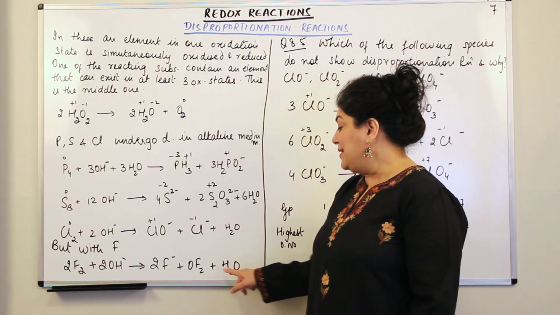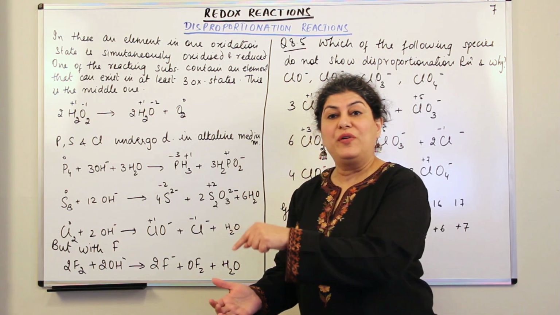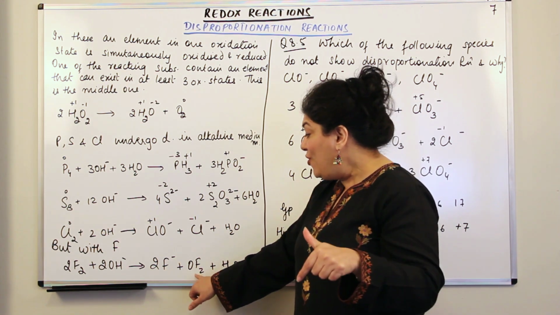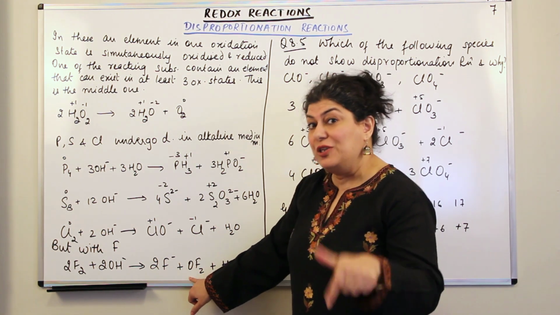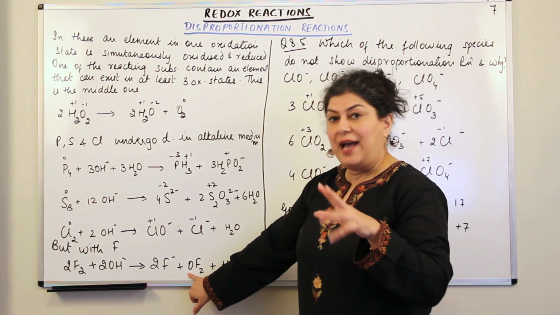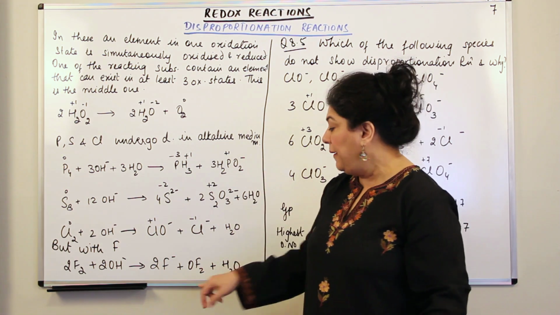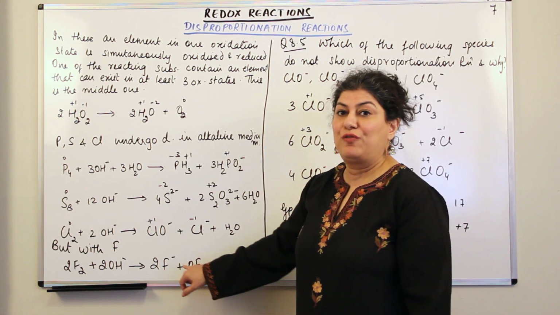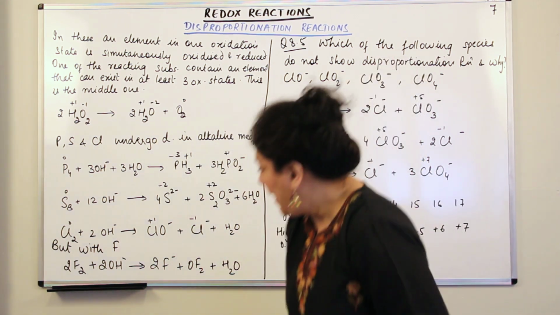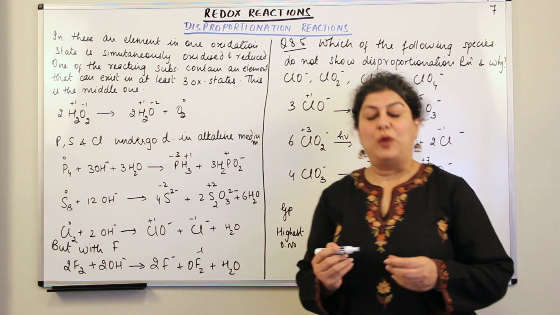OF2 compound plus H2O. Here in OF2, fluorine is more electronegative than oxygen. Therefore, oxygen shows a positive charge and fluorine again shows a negative charge. Oxygen has a +2, therefore there are 2 fluorines, each one would have a -1, therefore it results in the formation of the compound OF2. So what happened? In OF2 and in F negative, in both of these, fluorine has a charge of -1.